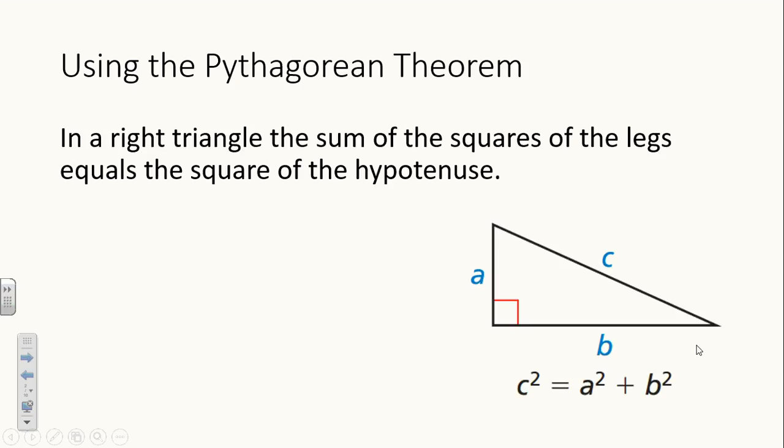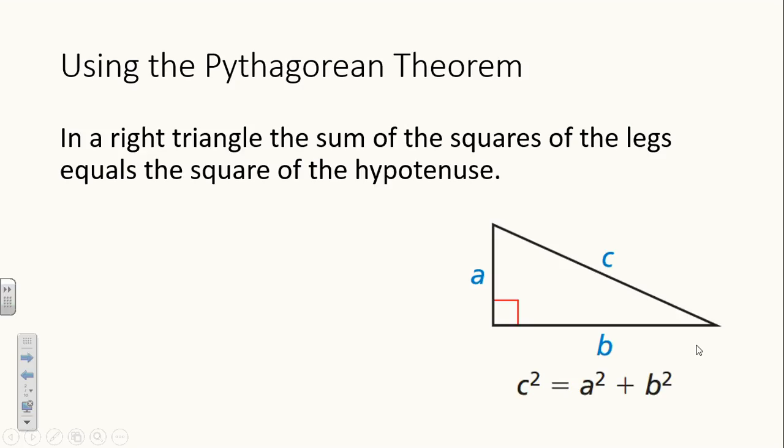Yesterday we talked about the Pythagorean Theorem, and we wrote this stuff down. If you need to write it down again, feel free, but if you don't, I understand, because we worked with it a little bit yesterday. The Pythagorean Theorem says that the sum of the squares of the legs of a right triangle is equal to the square of the hypotenuse. Leg squared plus leg squared equals hypotenuse squared.